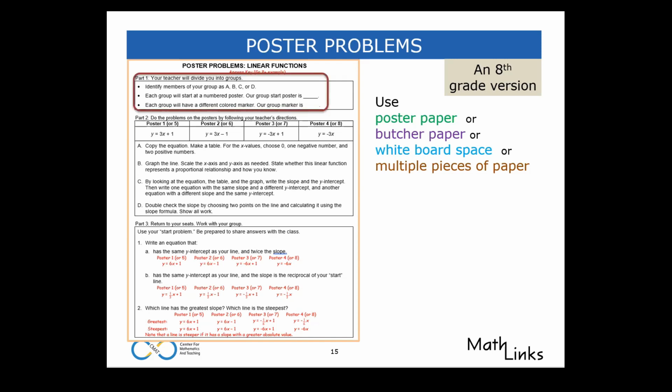Students are put into groups. Each group gets their own marker of a different color to distinguish their work from the other groups. Students count off as group members A, B, C, and D, and are assigned a starting poster. When doing poster problems, all students contribute to all parts of all problems, but only one student at a time does the writing. For this set, students are practicing the work they did in a unit on linear functions. They move to their start poster and are ready to begin.